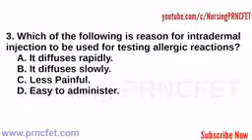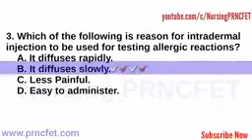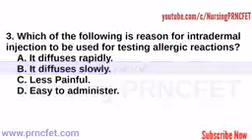Question 3. Which of the following is reason for intradermal injection to be used for testing allergic reactions? A. It diffuses rapidly. B. It diffuses slowly. C. Less painful. D. Easy to administer. Correct answer is B. It diffuses slowly.